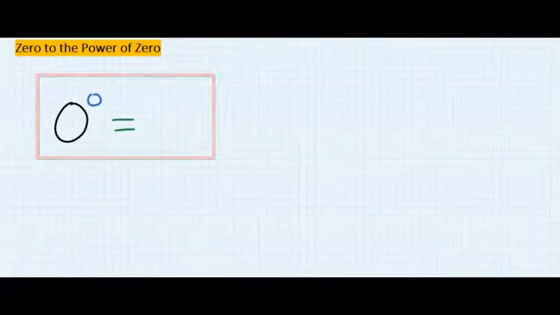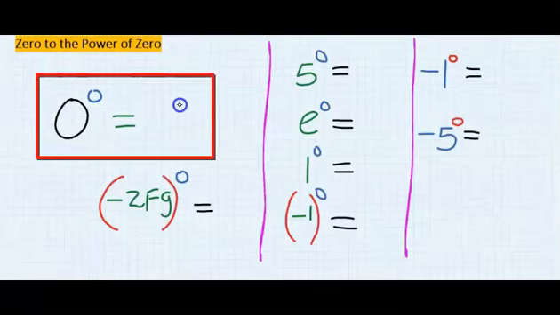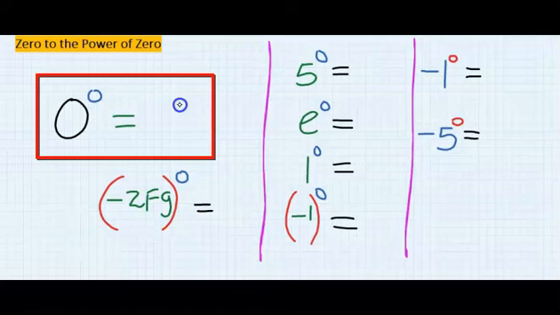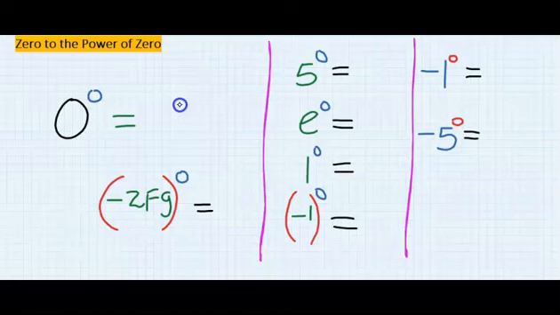0 to the power of 0. 0 is not allowed to raise itself up. It simply does not exist. It is undefined. However, any other number to the power of 0 is 1. 5 to the power of 0 is 1. E to the power of 0 is 1. 1 to the power of 0 is 1.